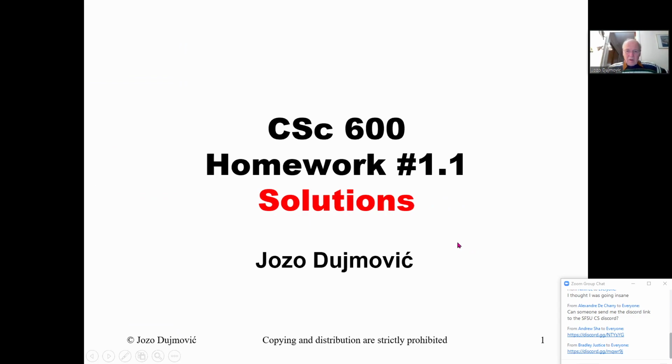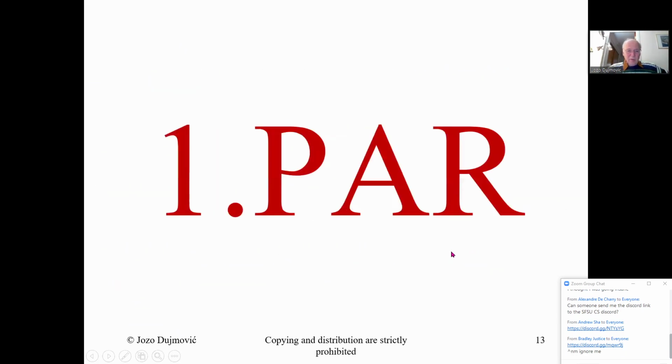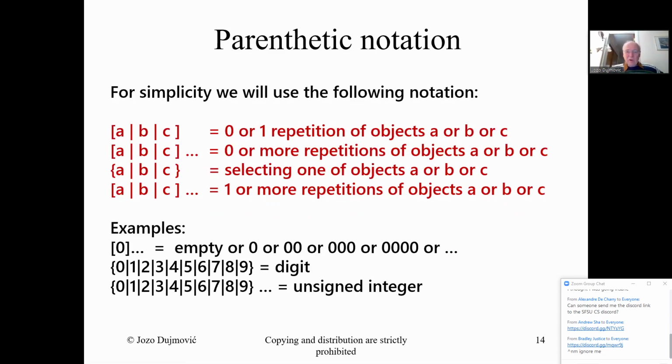Okay. So, for example, in the case of parenthetic notation, you can apply that we did during the lectures, vertically one object above the other. So you can do that. But for simplicity, you can also write that horizontally. So you can say that this here is A or B or C. And that means 0 or 1 repetition of objects A or B or C. Is this okay with you?